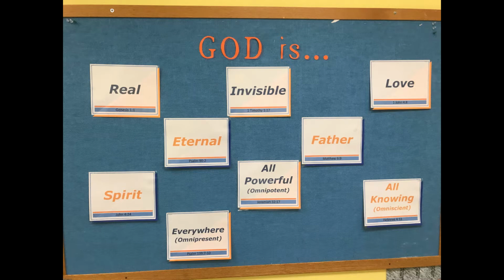God is eternal. That means he lives forever, does not have a beginning, and does not have an end. God is our Father. God is spirit. He doesn't have flesh and blood. God is everywhere. The word is omnipresent. God is all-powerful, omnipotent. And God is all-knowing, omniscient.